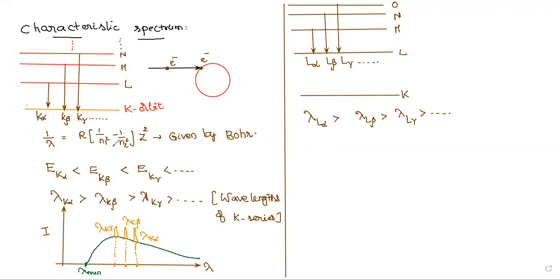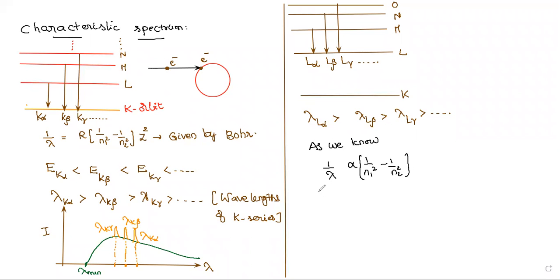Linking with another series means the wavelength mainly depends upon what we have to check from here, like 1 by n1 square minus 1 by n2 square. So to check that, I write, as we know, 1 by lambda is directly proportional to 1 by n1 square minus 1 by n2 square.